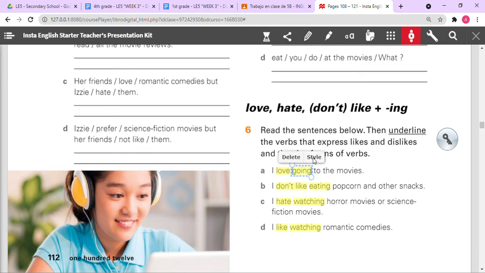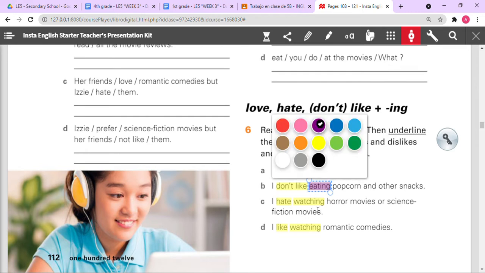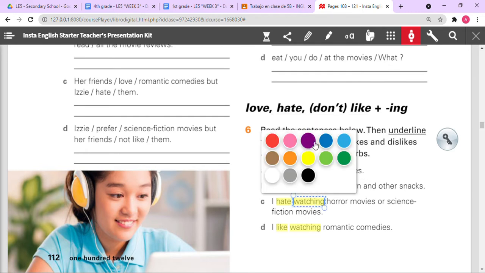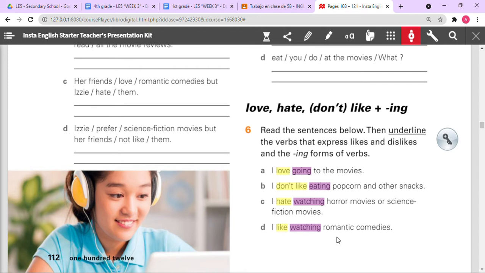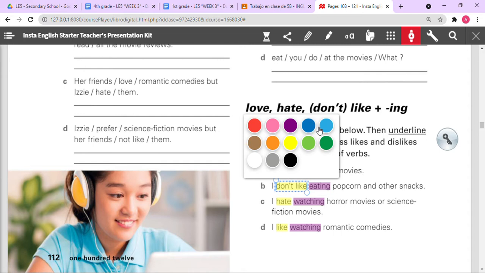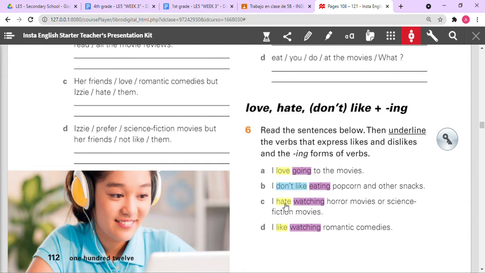So I'm going to change the color so we can see the difference between them. Okay, in yellow we can see the verb that expresses likes, and in light blue the verb that expresses dislike. In yellow, positive. In light blue, negative. And in purple, the verb in ing form.